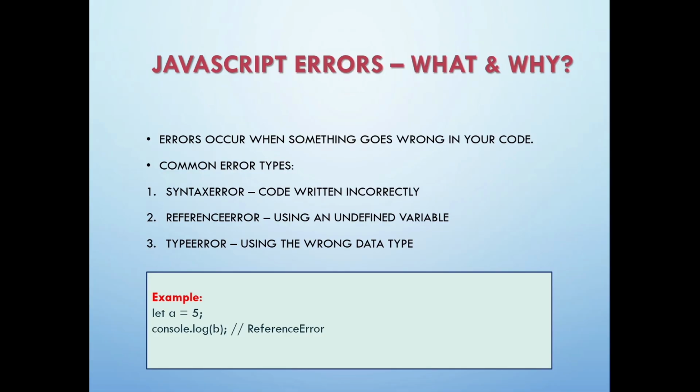Here I am taking one simple example for reference error. First I am taking a variable a, and the value of a is 5. Then I am printing the value of b. Here I am not defining the value of b, then I am printing the value of b. Then a reference error will occur. Next we will see its execution part, then you can understand it.